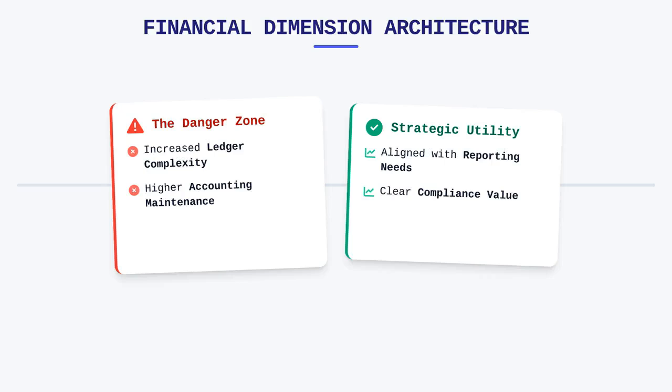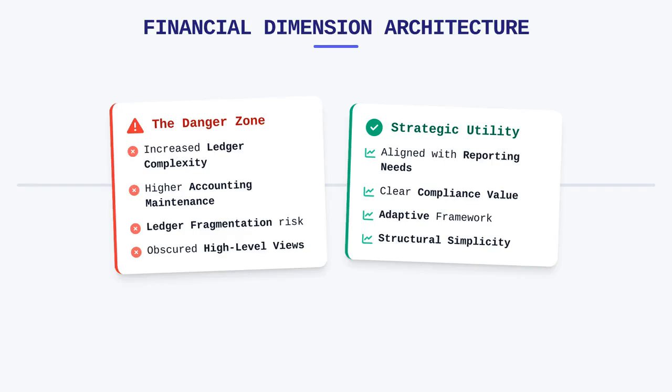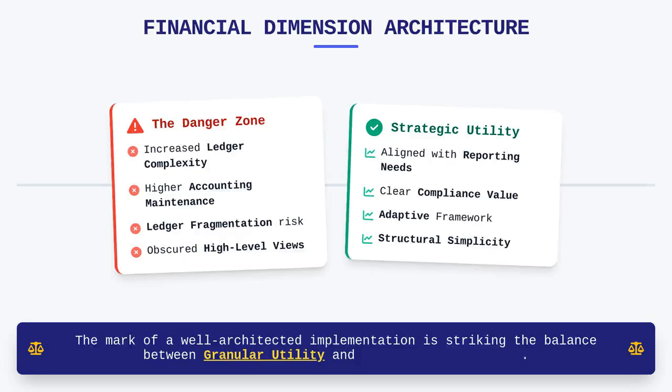The strength of the financial dimension model lies in its ability to adapt over time, but excessive segmentation can lead to fragmentation in the ledger, making it harder to generate a coherent high-level view of the company's health. Striking the balance between granular utility and structural simplicity is the mark of a well-architected financial implementation.